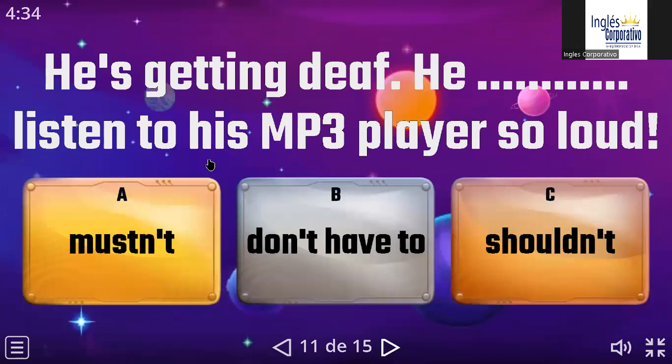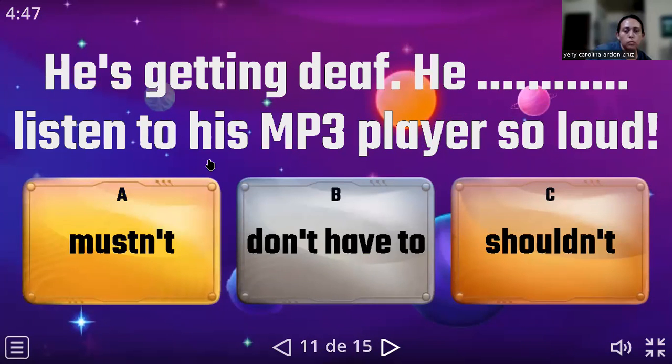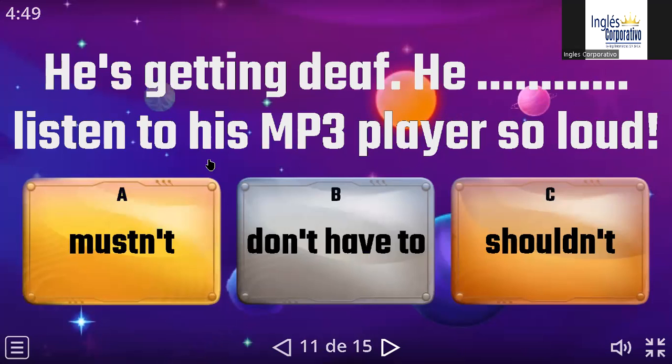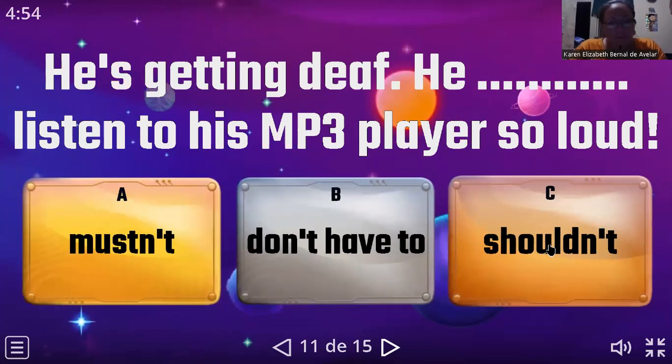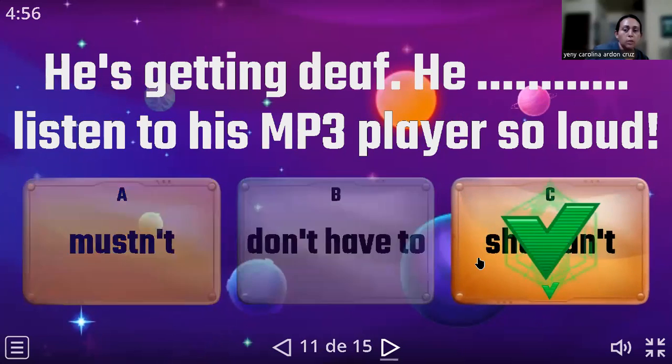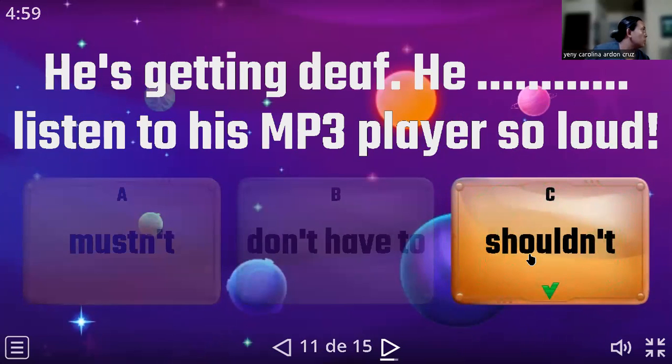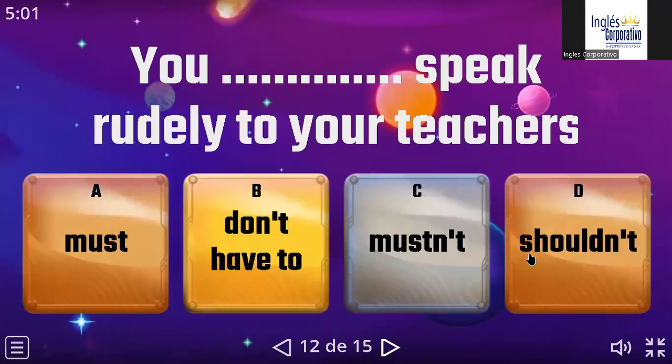How about this one? What do you think? He's getting deaf. He listened to his MP3 player so loud. Shouldn't. You can also use should in order to express, I will also say must, but shouldn't is an advisory. Okay, so how about this one?